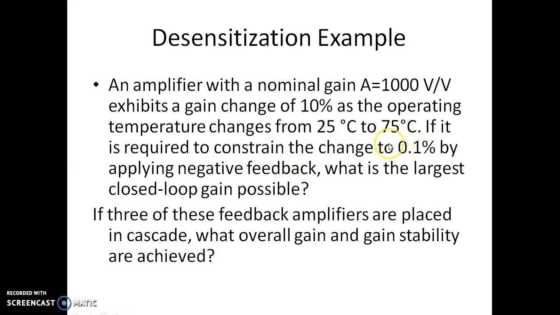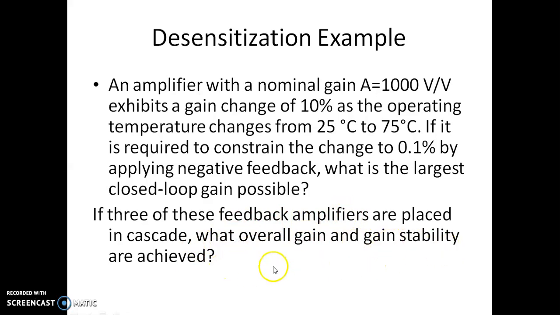Now, when you are doing negative feedback, it is very sure that the gain is going to reduce. They are asking, if you are reducing the sensitivity from 10% to 0.1%, what is the largest closed loop gain that you can get? Because whatever reduction in the sensitivity you get is at the cost of a reduction of the gain. Next, if there are 3 such feedback amplifiers placed in cascade, what is the overall gain? And they are asking for the gain stability.